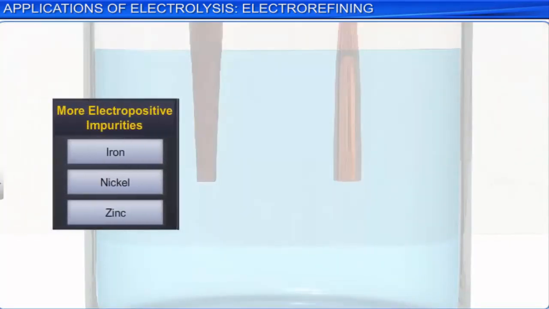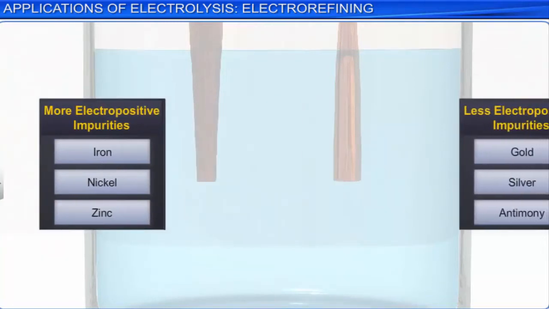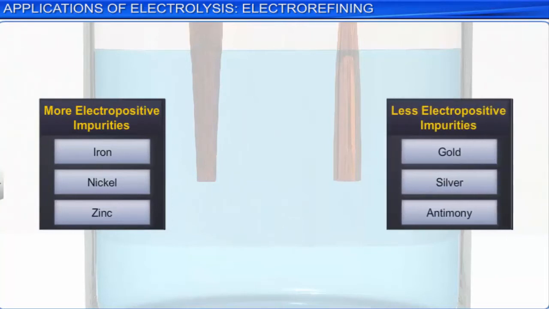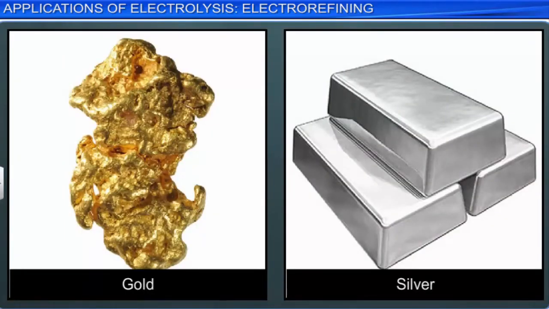The more electropositive impurities like iron, nickel, and zinc ionize and are left in the electrolyte as their sulfates, while the less electropositive impurities like gold, silver, and antimony are insoluble, so they settle at the bottom of the electrolyte as anode mud or slime. Interestingly, precious metals like gold and silver can be later recovered from the anode mud.